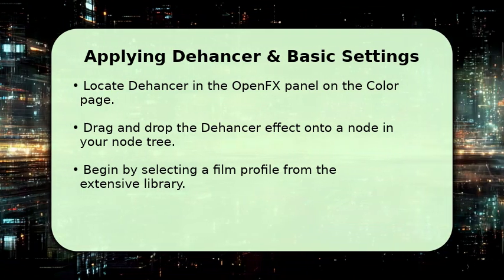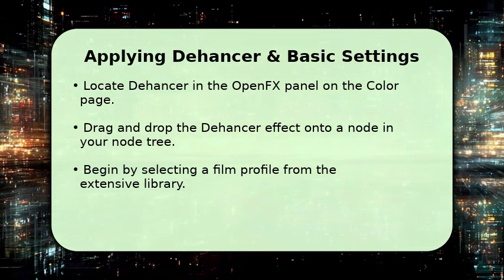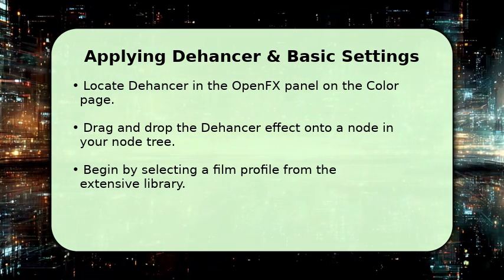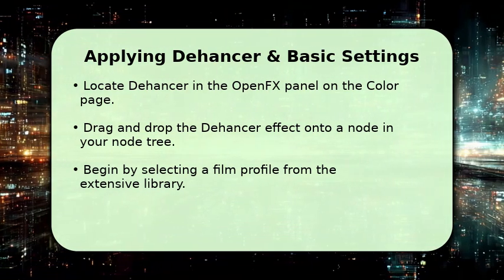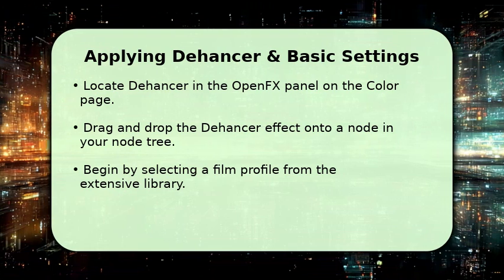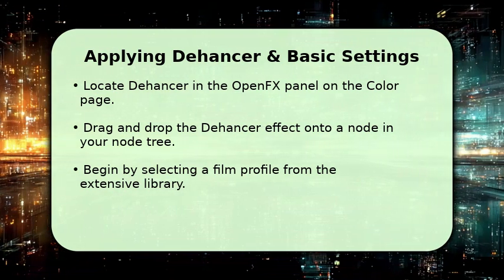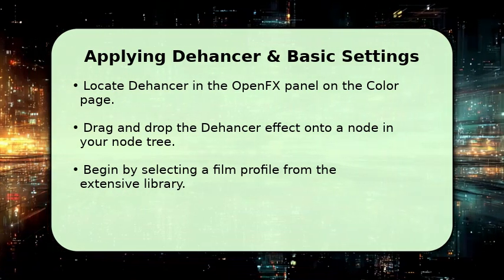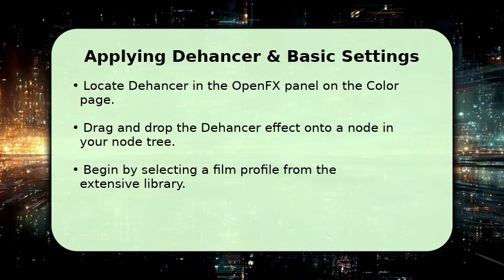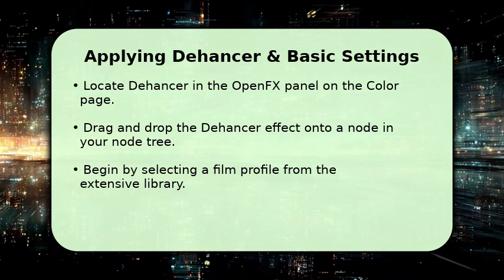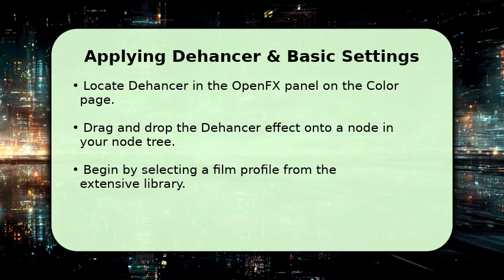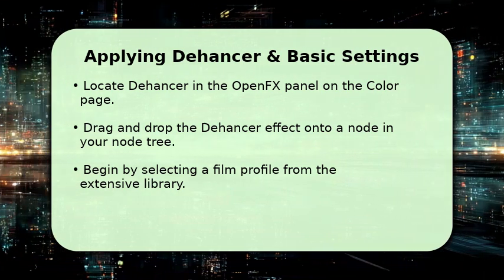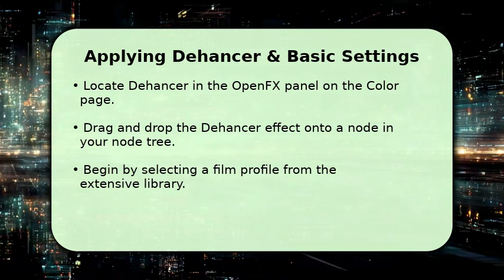Simply drag the Dehancer effect onto a new serial node in your node tree. The first step is choosing your desired film profile from the drop-down menu, perhaps a classic like Kodak Vision3 200T. Then, experiment with the print and analog range sliders to set your base exposure and contrast, aiming for a natural, film-like starting point before diving into more detailed adjustments.